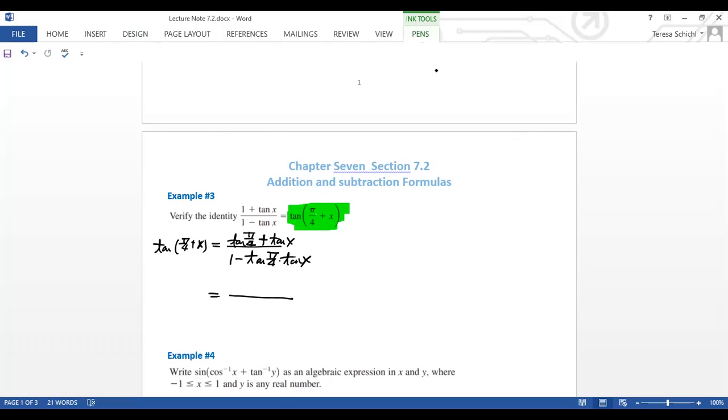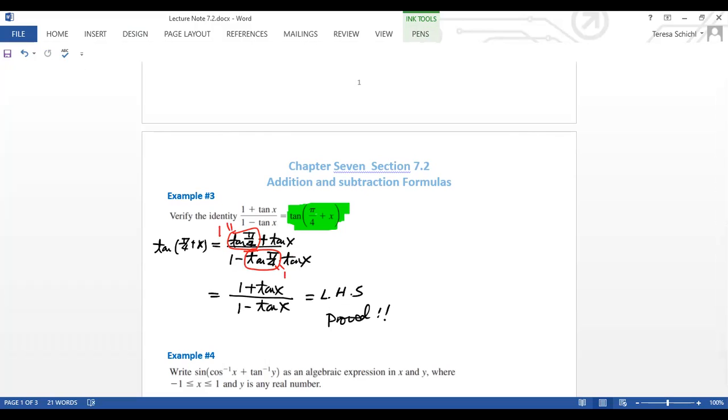Then I know tangent pi over 4 is a special angle, so it's 1. From the unit circle, tangent pi over 4 is 1. So now I can say this is 1 plus tangent x over 1 minus tangent x. So this is equal to my left-hand side, right? So I proved it. Okay, all right.